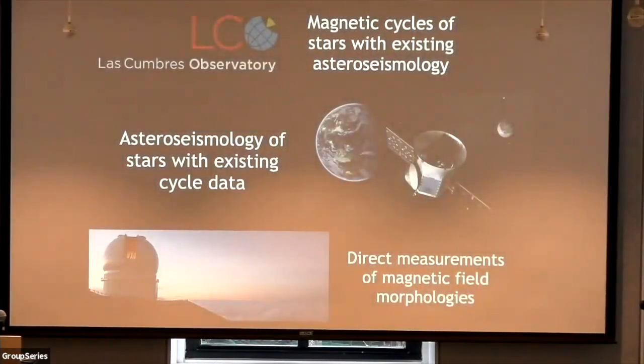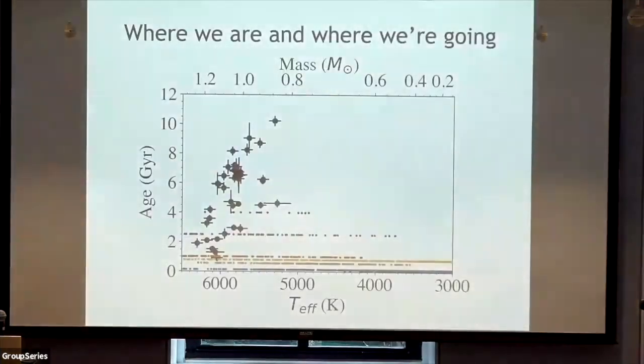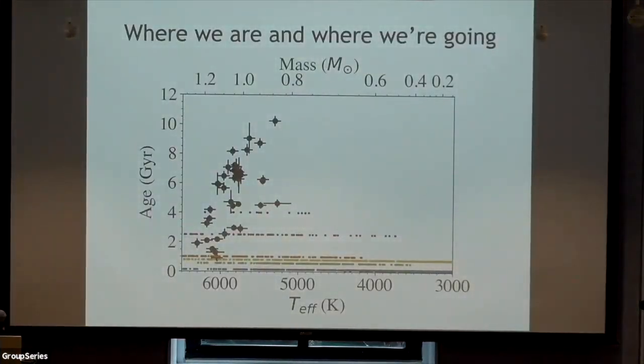Okay, so it suggests three things we can do and are doing at the moment. One is for stars that have existing asteroseismology, we already know their age, we're going after their cycles with long-term LCO monitoring. For stars where you already have a cycle and decades of data on it, we're going after asteroseismology with TESS. So we can fill this out and actually put a timeline to these things. And then finally, we're doing direct measurements of magnetic field strengths and morphologies from the ground to actually look at stars on either side of the transition and do more than just say with a handful of objects, maybe this is what's going on.